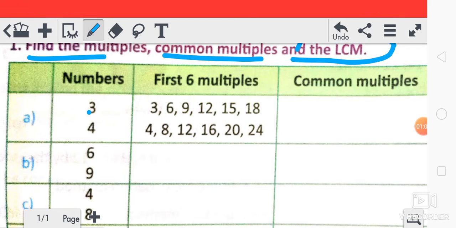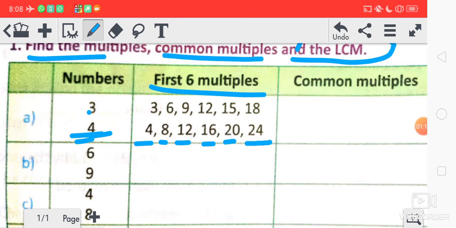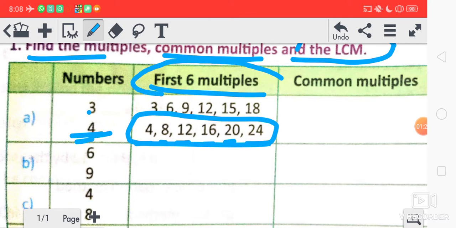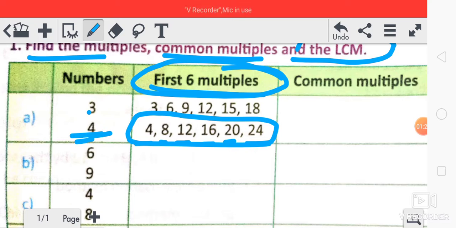Okay, in the same way, first 6 multiples of 4 you can see here. So 4 1 is 4, 4 2 is 8, 4 3 is 12, 4 4 is 16, 4 5 is 20, and 4 6 is 24. Again we have taken up to 6 only. 4 6 is 24. Why? Because they are asking up to first 6 multiples. So simply you have to remember, multiples means just table. Okay, now what we have to do here?